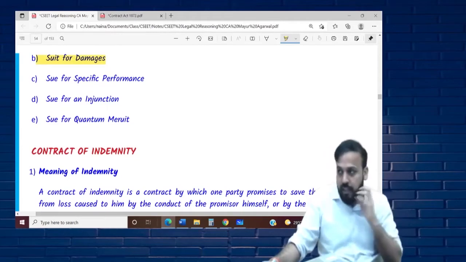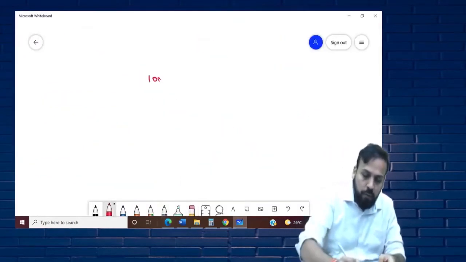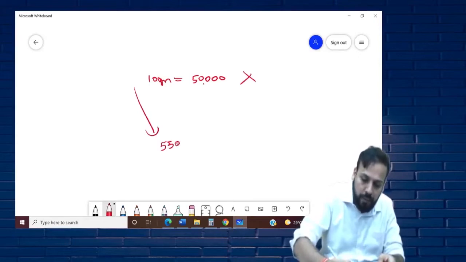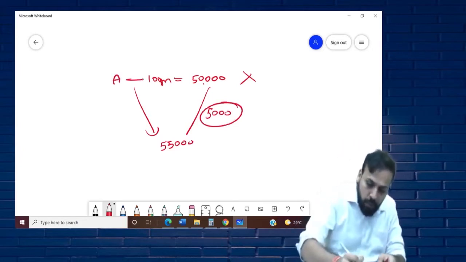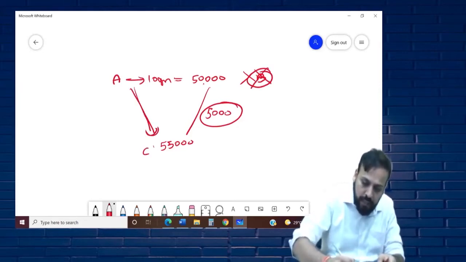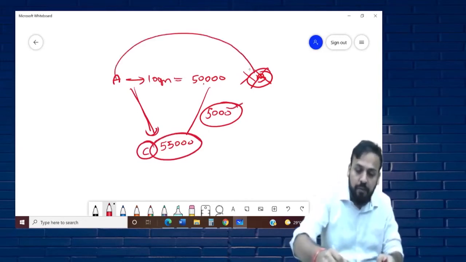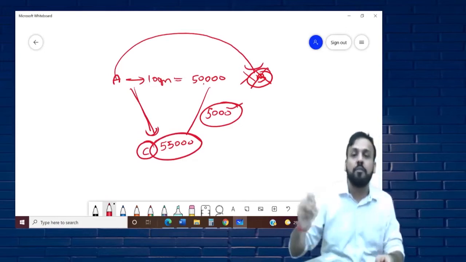Yes. Very clear. Suppose, for example, from a gold shop, I promised to buy 10-gram gold for rupees 50,000. Now the gold shop did not give the gold. I took gold from another shop for 55,000. There is a loss of 5,000. I have to pay extra because the market price increased. A is ready to buy gold from B, but B did not deliver it. Now A is taking the gold from C for 55,000. He needs to pay extra 5,000. Can he claim damage from B? Yes. But in every situation, damage is not a remedy.